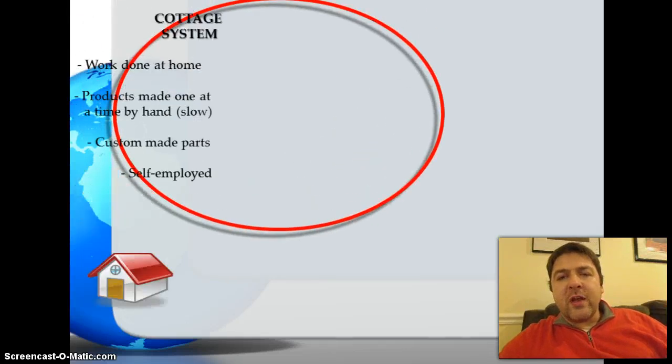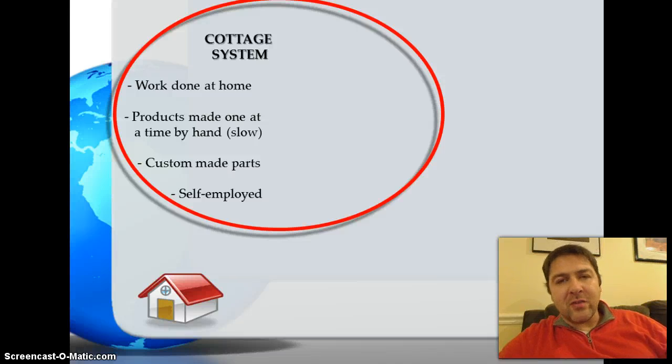We can see this change mapped out in a Venn diagram. The cottage system, as we mentioned, work was typically done at home. You lived and worked in and around the same building. In the home, products were made by hand. This was a slow process. Typically, there wasn't much machinery and technology in the home. The parts were often custom made. If a part broke, you needed to make a new part unique for that piece. But you were self-employed. People tended to be their own boss. They answered to themselves. They set their own hours. They paid themselves their own wages.